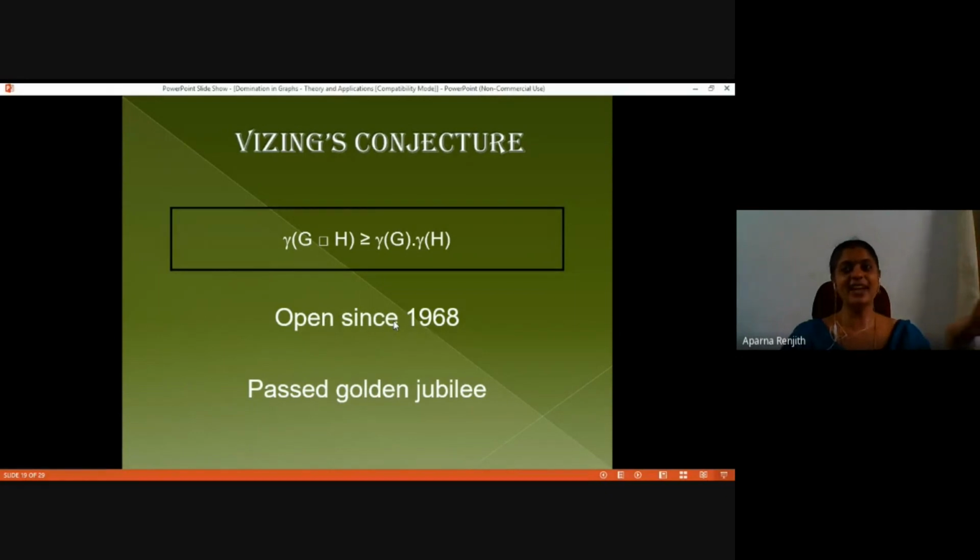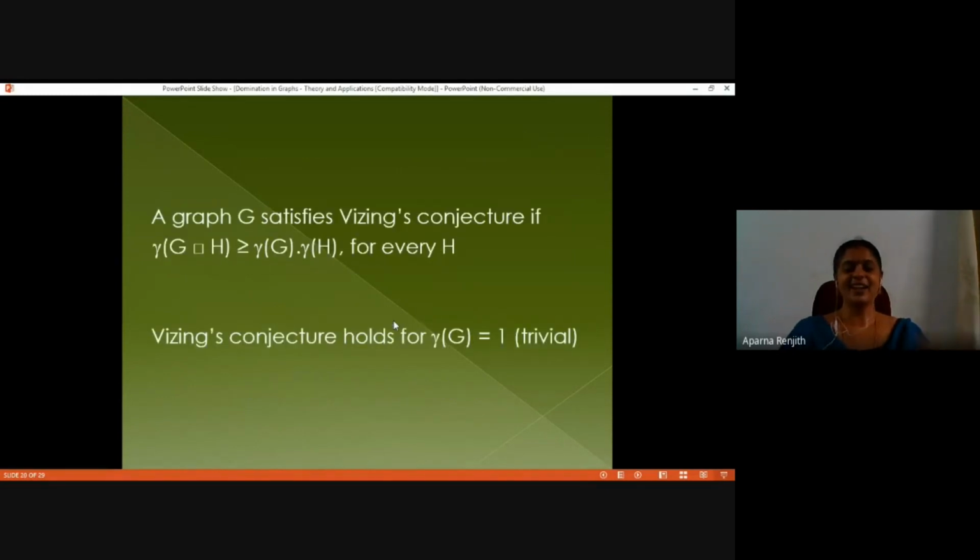And recently I heard a rumor that there is every chance that this conjecture is false. I don't know for sure why such a claim is there. We have to wait and see for research papers to come up. So there is every chance that the conjecture will be either settled or disproved. So let us wait for that. Okay. And now some results. In general, it is difficult to solve the conjecture.